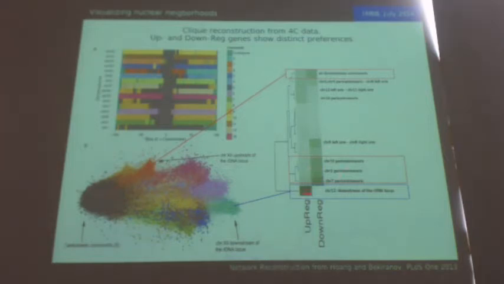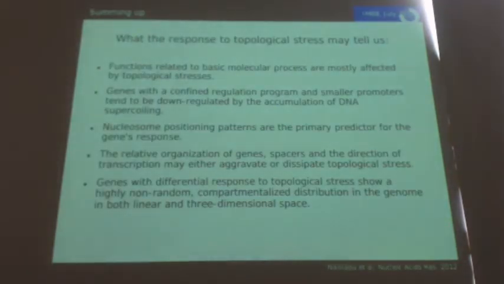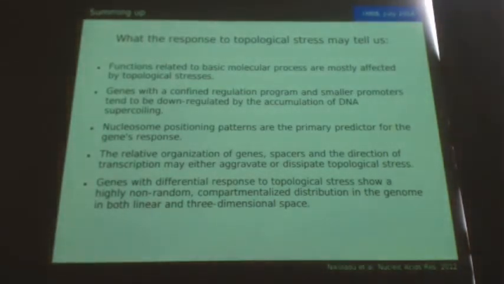Whereas there are areas, with the most particular one being chromosome 12, downstream of the rDNA locus, where you have the enrichment of the upregulated genes. So to sum things up, what this approach could tell us is that, first of all, there are functions related to basic molecular processes that are mostly affected by topological stress. And this is something that one would expect.